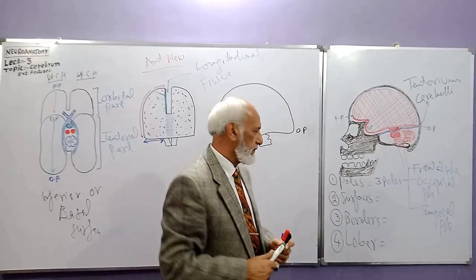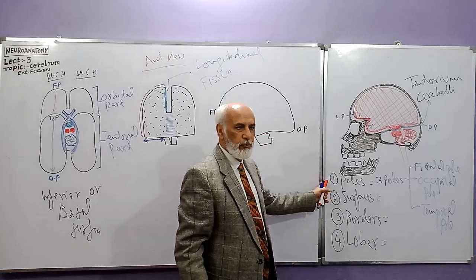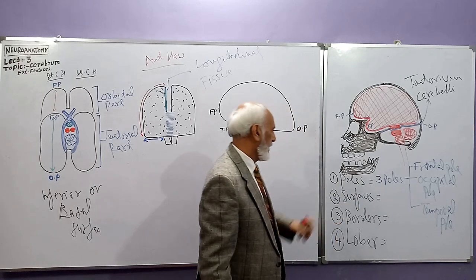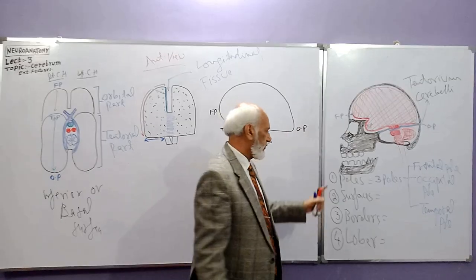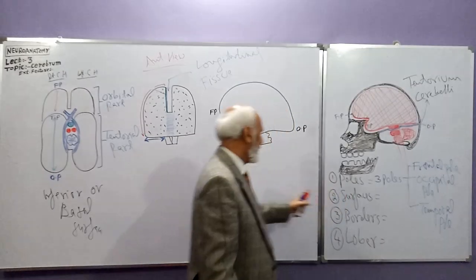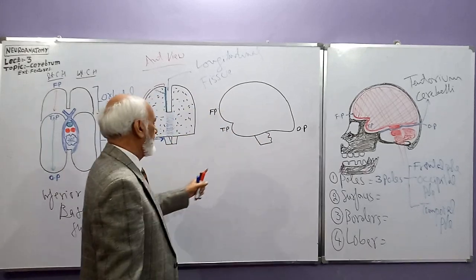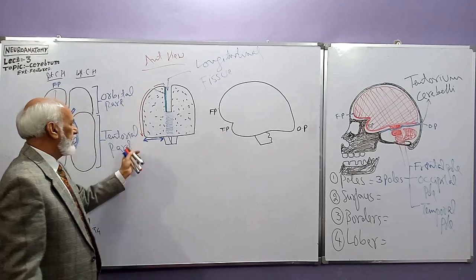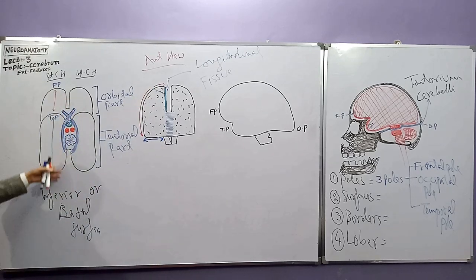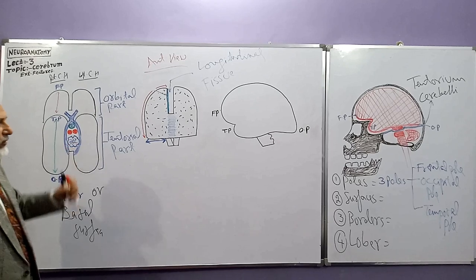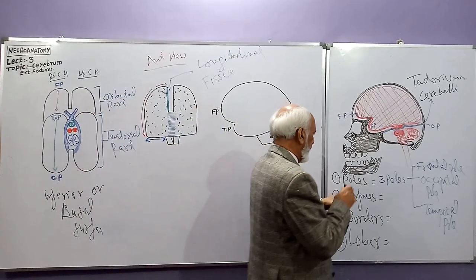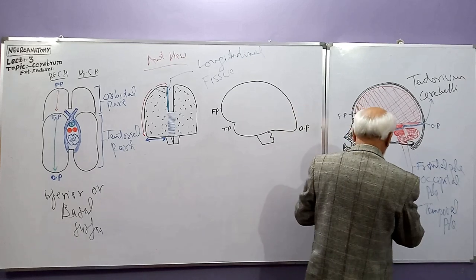Now we talk about three poles: frontal pole, temporal pole, occipital pole. Each cerebral hemisphere also has three surfaces, that is supralateral surface, medial surface, and inferior or basal surface. Now the surfaces are separated by borders. Each cerebral hemisphere has three borders.